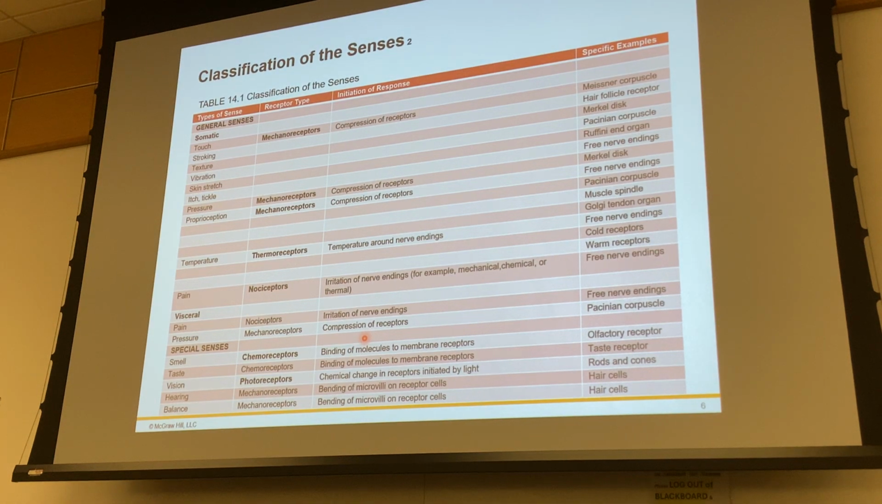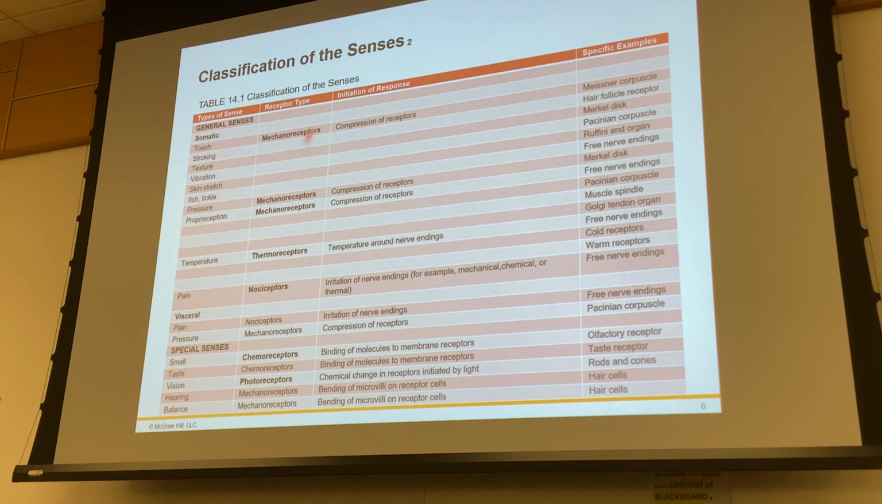Now, when we start talking about individual sensory receptors here, we have a number of different types. On the left-hand side, we have some general sensory structures, including visceral and somatic. And then at the bottom here are special senses.